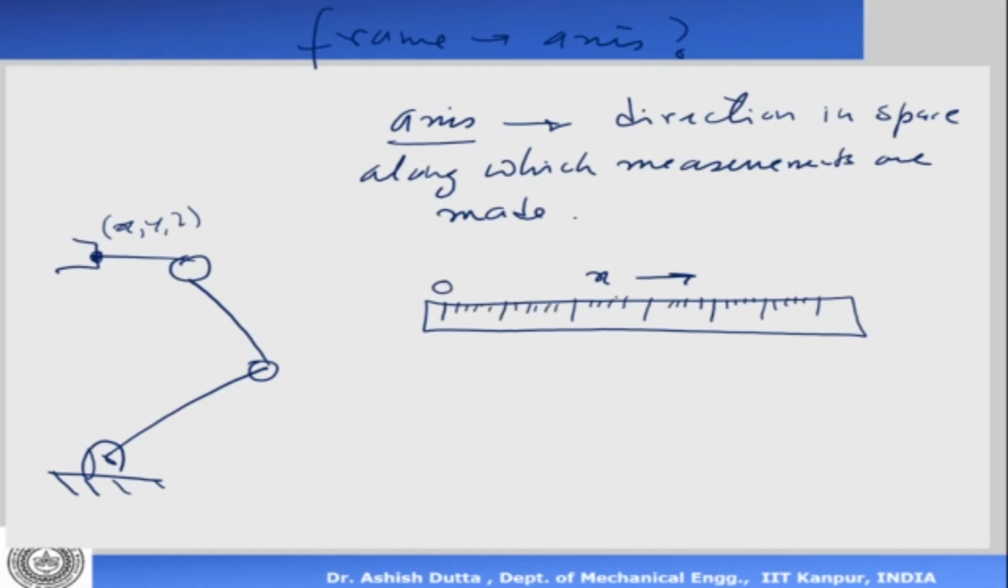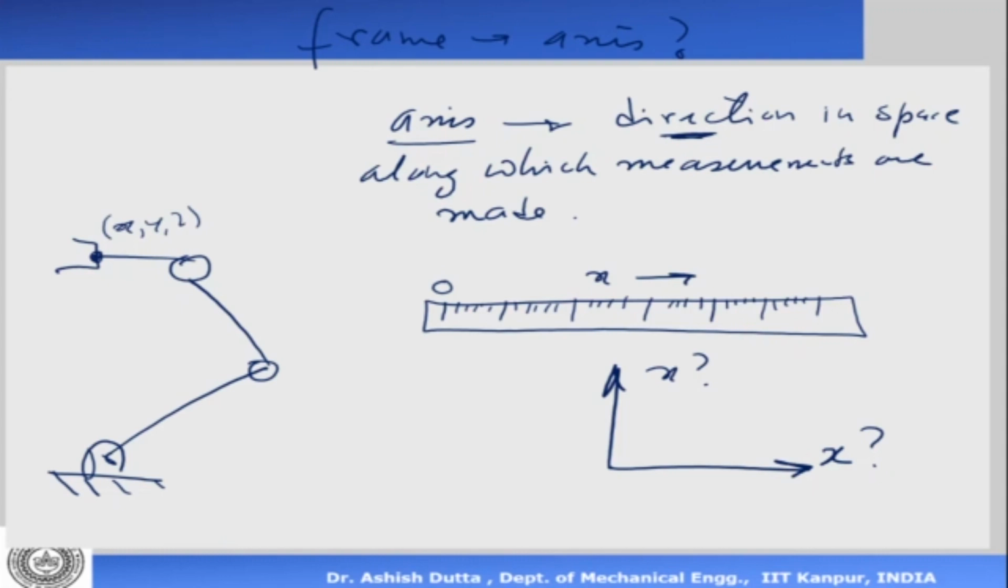Now if I add one more, then I can get y-axis, and if I add one more, I can get z-axis. So axis is a direction in space along which measurements are made. What is the direction? Why is x pointing this side? Can it be pointing that side? Why is x in this direction or in this direction? It can point in any direction actually, it doesn't matter, because it's only a direction in space.